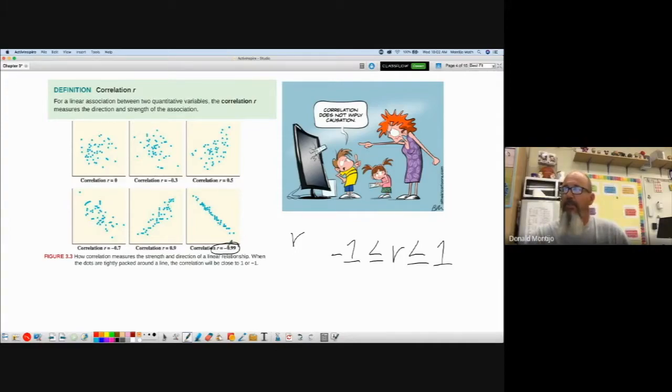Any value other than something between -1 and 1, if we see R, it's a mistake. The other interesting thing about correlation is there are no units. It's not 1 mile per hour or -0.7 grams or 0.3 pounds. There is absolutely no units on correlation. It's just giving us a picture of what the scatter plot is looking at.